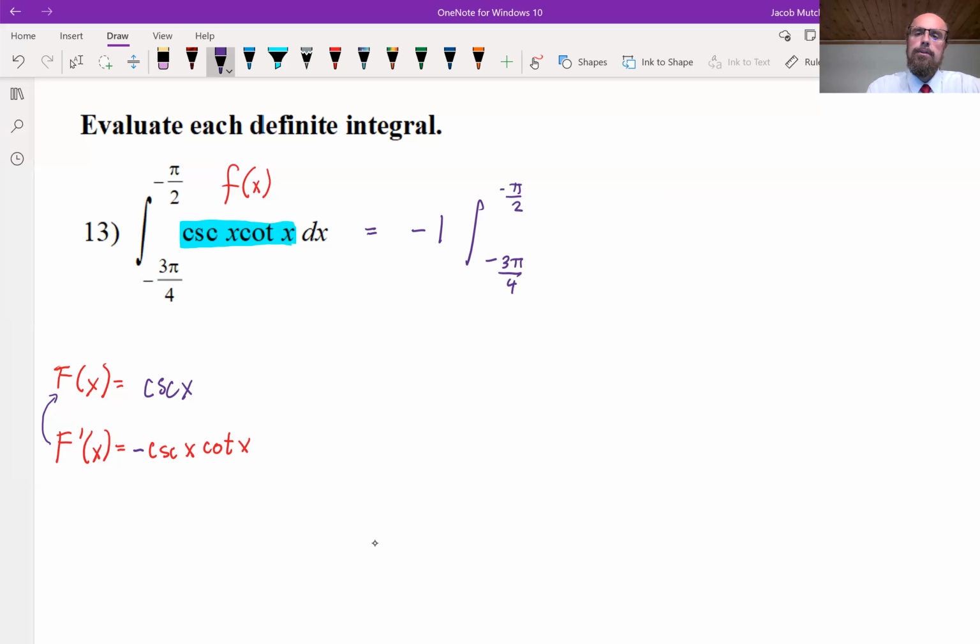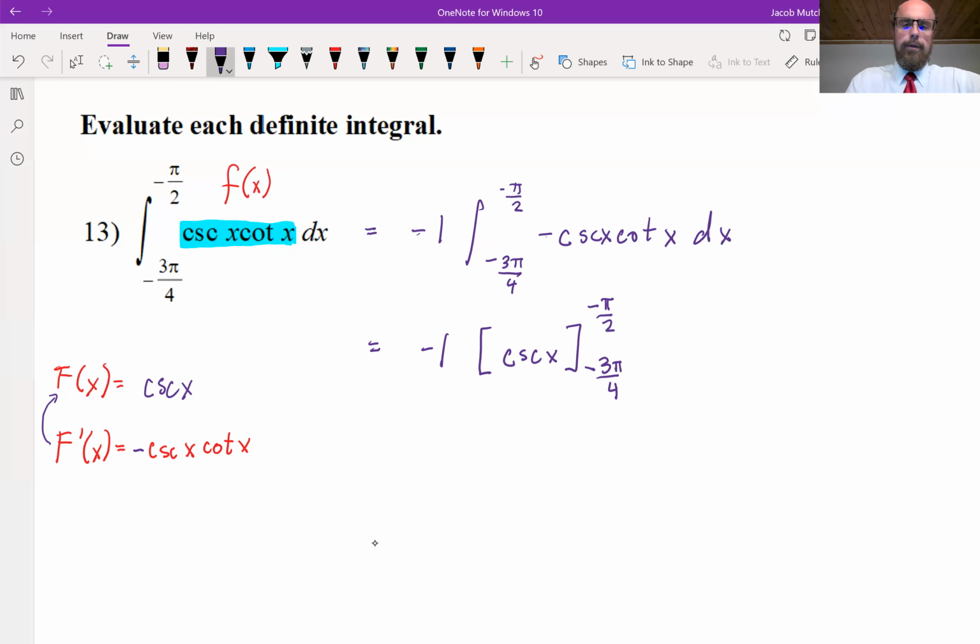But what that allows me to do is place a second negative here with the integrand cosecant x cotangent x. And all of a sudden, that's ready for the antiderivative cosecant of x. This doubling of the negative is equivalent to the original positive. So that gives me -1 times the antiderivative cosecant of x, evaluated from the lower limit of integration -3 pi over 4 to the upper limit -pi over 2.